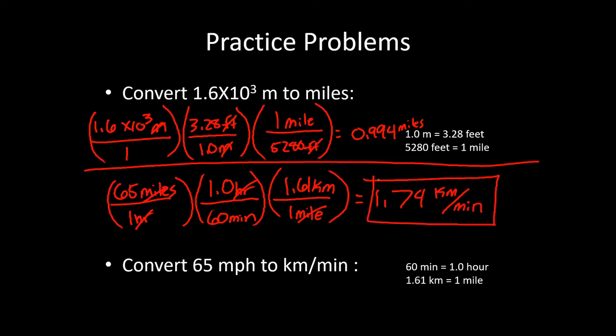Now, for those of you that it's been a little while since you had algebra, when we're doing the math here, the simplest way to do that is just to take everything in the numerator, multiply those together, and then divide by everything in the denominator. So it would be 65 times 1.61 divided by 60. Multiply everything together on the top, divide by everything on the bottom.